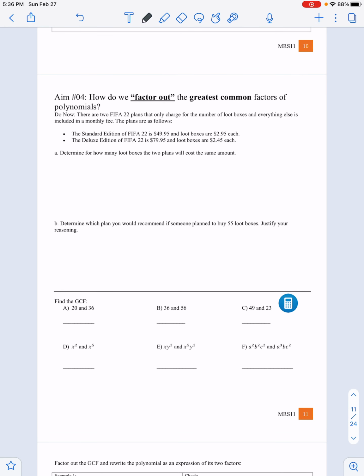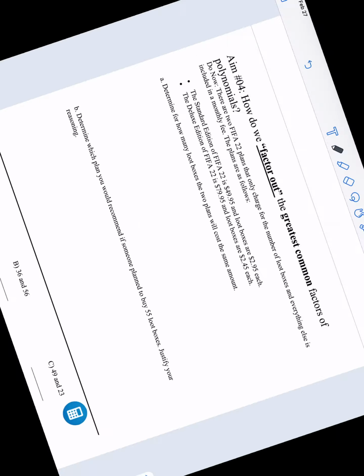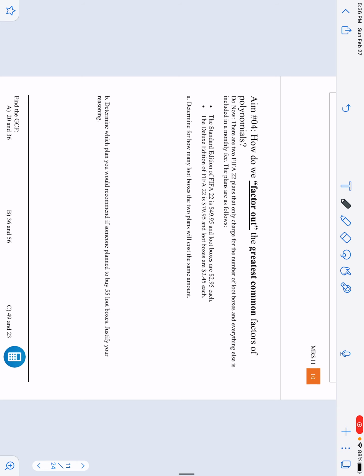Hey guys, so last week before the break, we talked about factoring. So let's really just go over the basics of what that means when we're factoring. Sorry, I'm gonna rotate this, so it probably started off weird in the beginning.